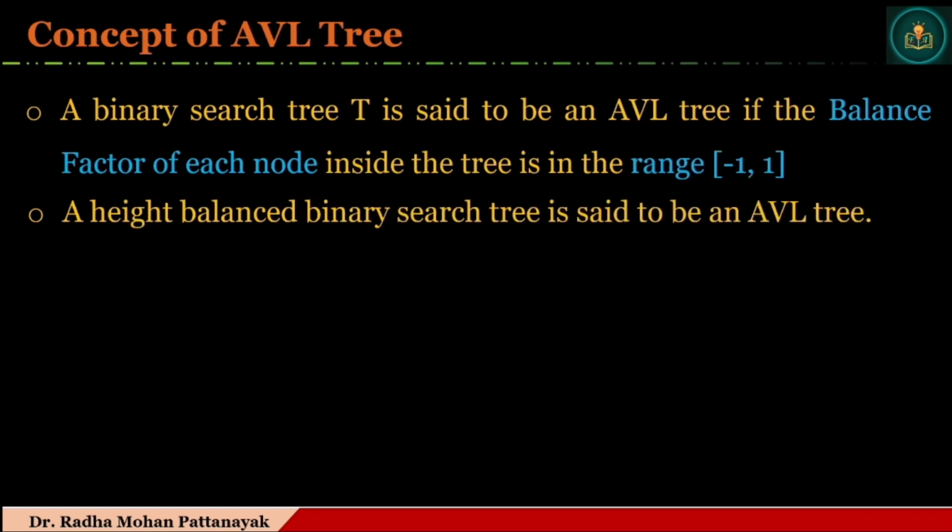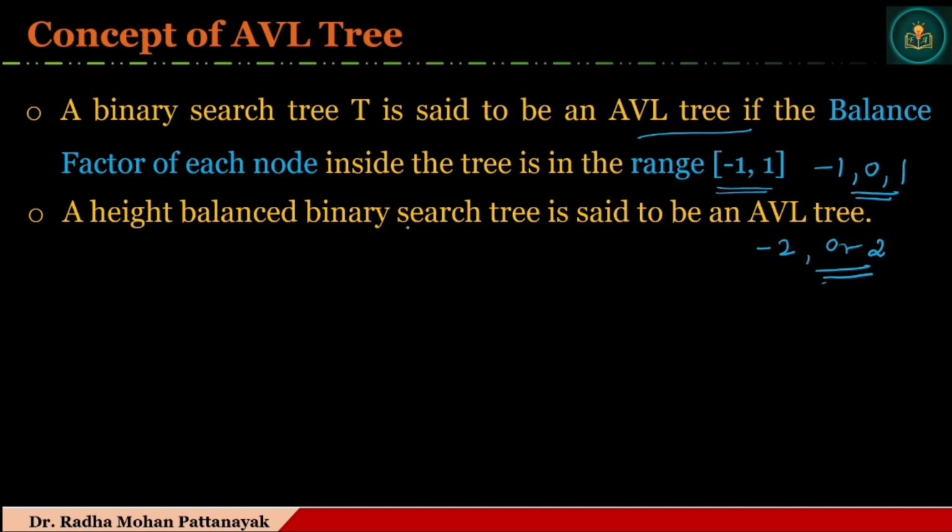Now we'll switch over to the concept of AVL tree. A binary search tree T is said to be an AVL tree if the balance factor of each node inside the tree is in the range -1 to 1. So what is the meaning of -1 to 1? It means either -1 or 0 or 1, right? But if the balance factor of a node exceeds the range -1 to 1, then what will happen? That node is called an imbalanced node. As per the definition, imbalanced nodes cannot be possible inside the AVL tree.